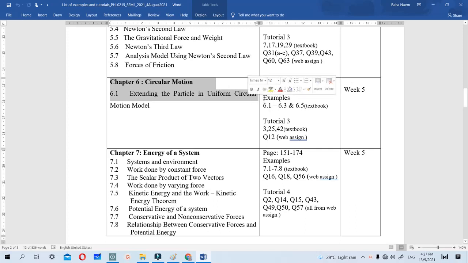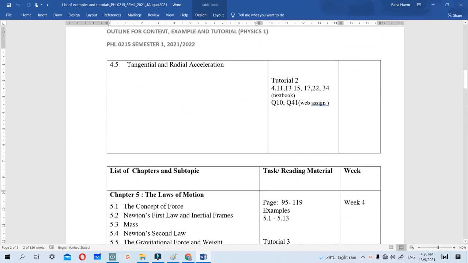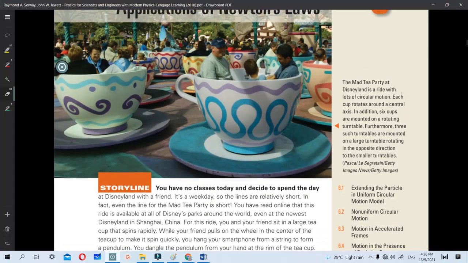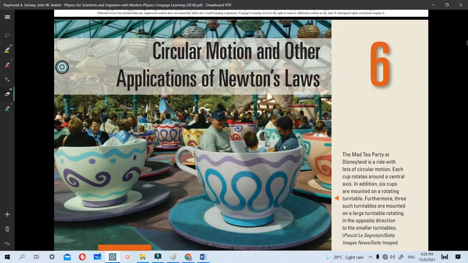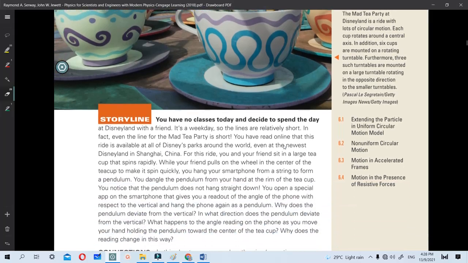So we will be covering example 6.1 until 6.3 in the textbook and also 6.5. This is an extension of what you have seen earlier in subtopic 4.5. Now let us turn to the book. Whatever you have understood in the previous subtopic 4.5 is still valid. It's just that this subtopic goes slightly lengthy.